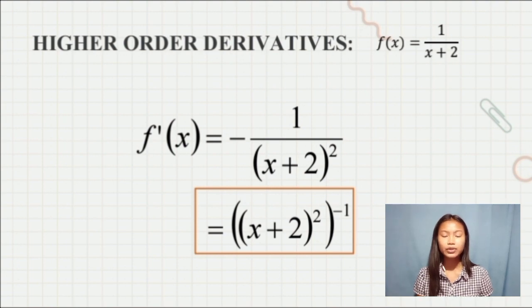In order for us to get the second derivative, we should apply the negative exponent and rewrite the equation into x plus 2 squared to the power of negative 1.